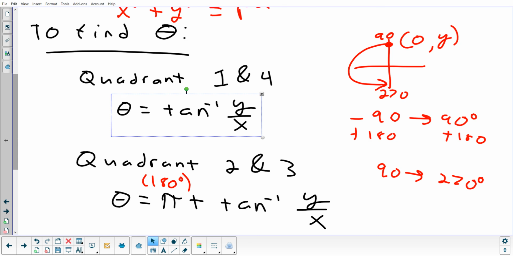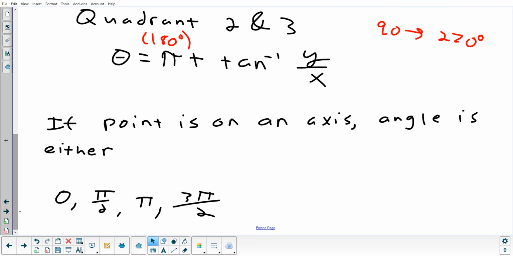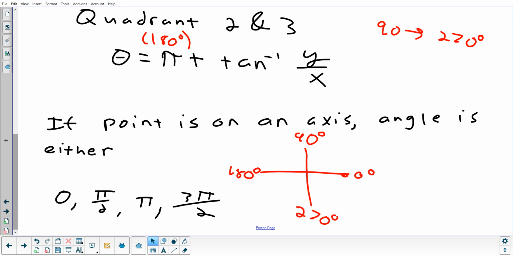So if you end up on an axis, that's a special case. You just have to memorize the 4 answers: 0, 90, 180, or 270. Okay, if you're doing radians, 0, pi over 2, pi, 3 pi over 2. Just to be clear, that's your 0, that's your 90. 180 is when you go left. 270 is down.